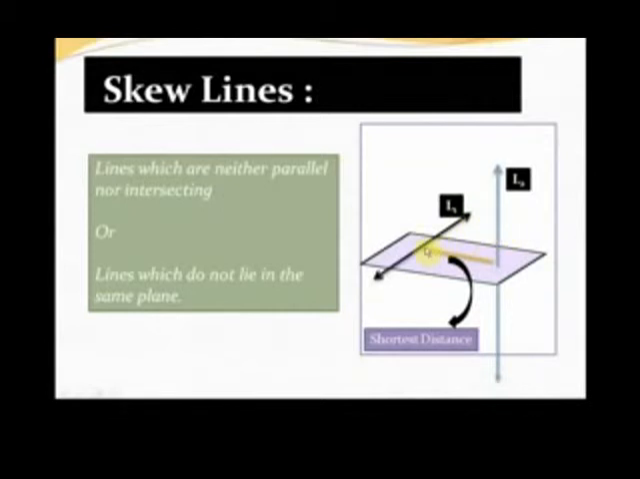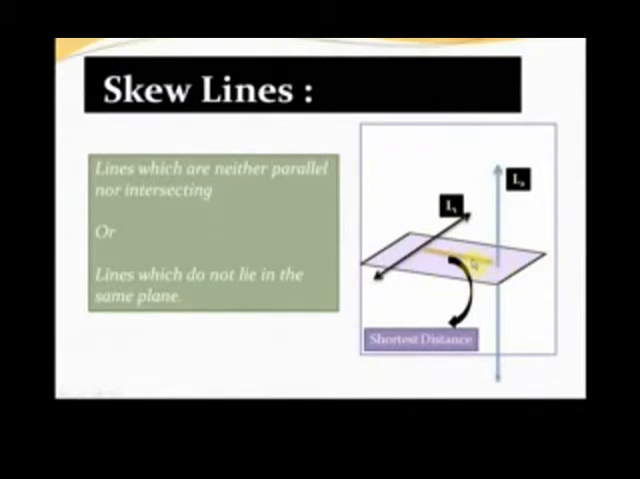Also we see that this distance is the shortest distance between any 2 points on these lines. This is the perpendicular distance between the lines L1 and L2, and so this distance is known as the shortest distance. Thus we can say that skew lines are lines which are neither parallel nor intersecting, or these are the lines which do not lie in the same plane. An example of this is the lines L1 and L2. L1 lies on this plane, L2 lies on a plane which is perpendicular to this line. Therefore L1 and L2 are skew lines.